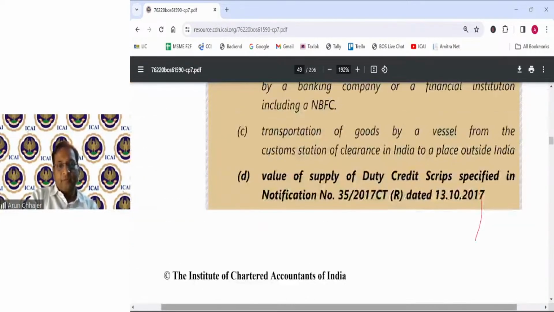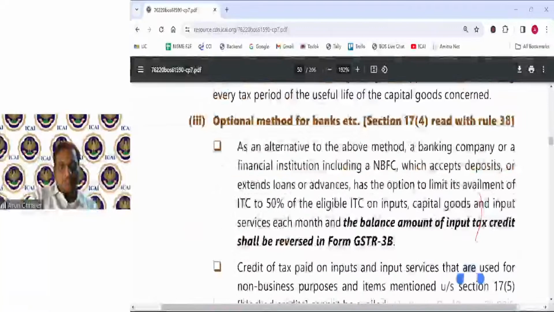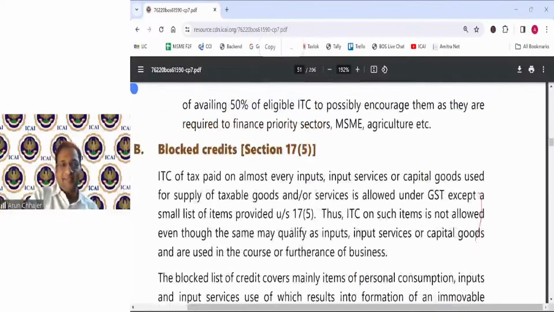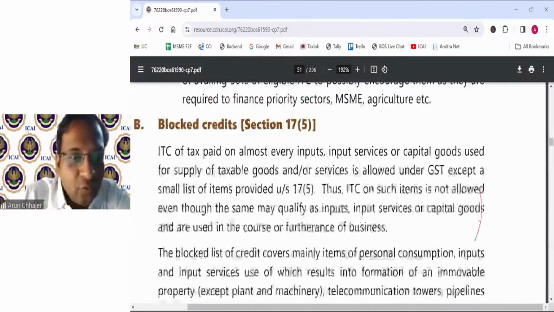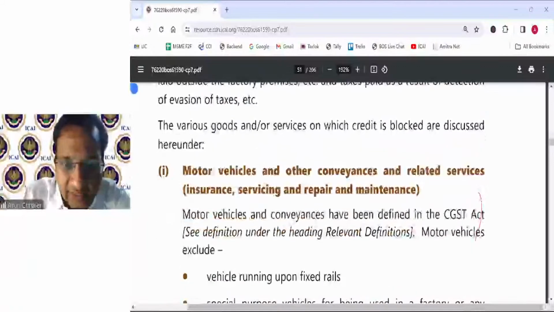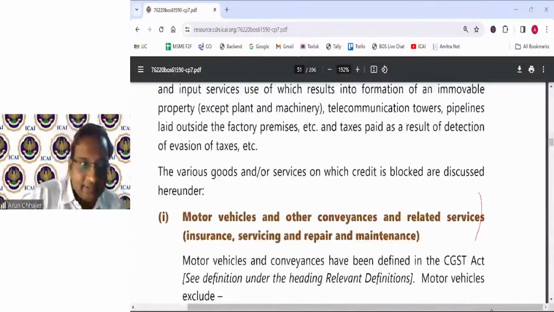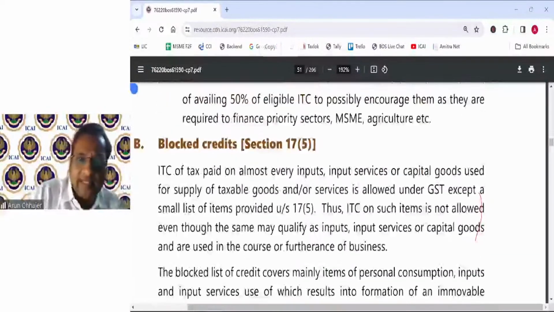This we have discussed. So let's say block credit. So what is the block credit? There is one good chart. Let me go to the chart. Let me read that. Some good analysis is there. Let's read that analysis.